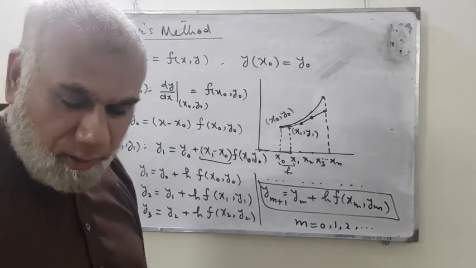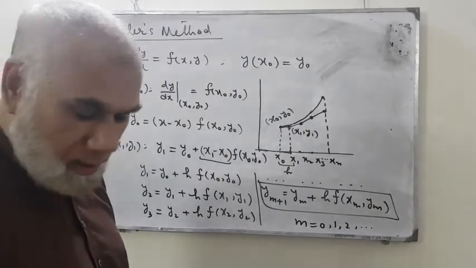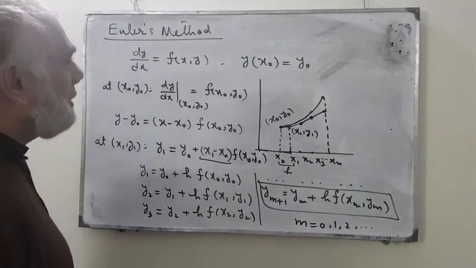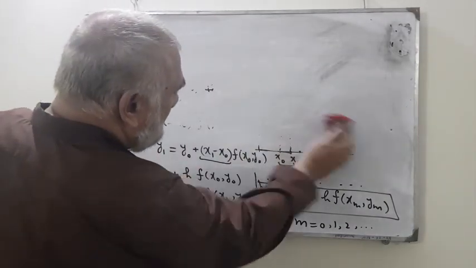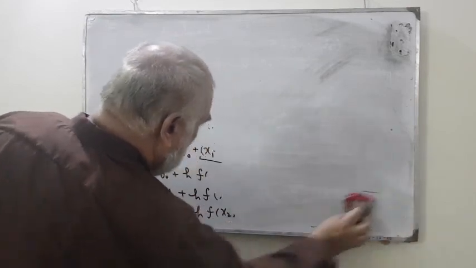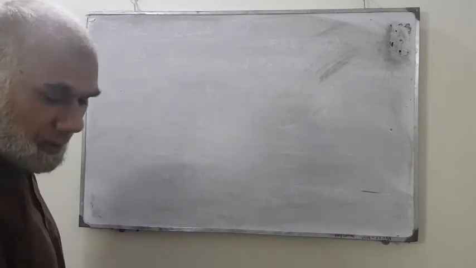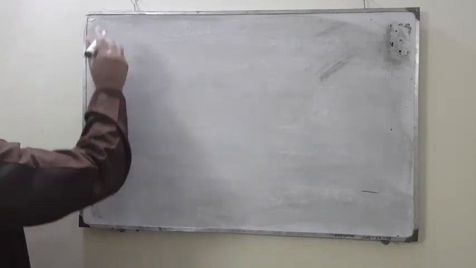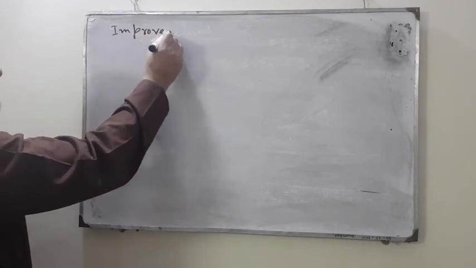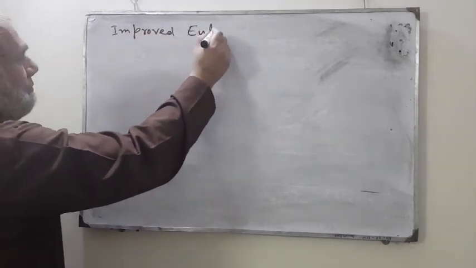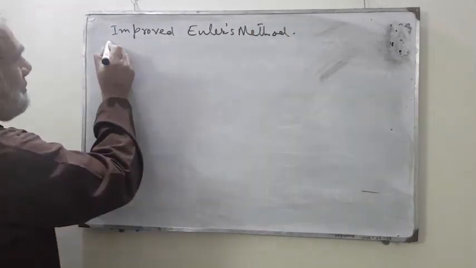Now we turn towards finding the second formula, and that is the improved Euler's method. So let's start studying the theory of that method. Okay, so here, improved Euler's method. The title is improved Euler's method.